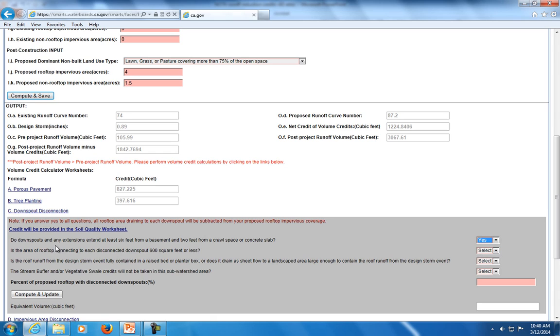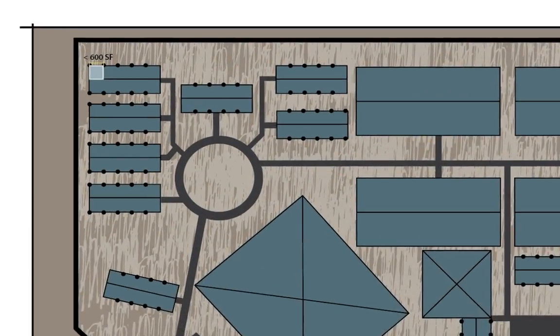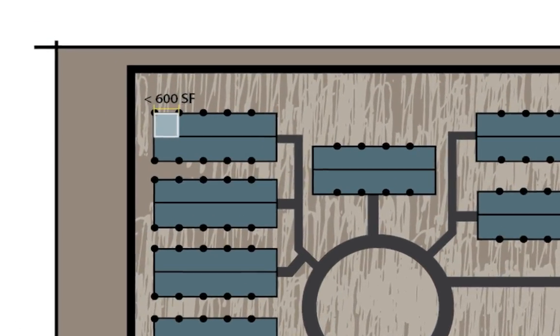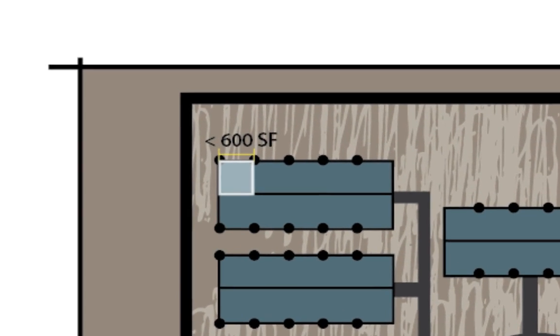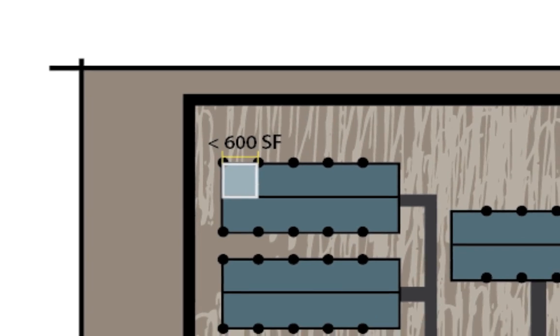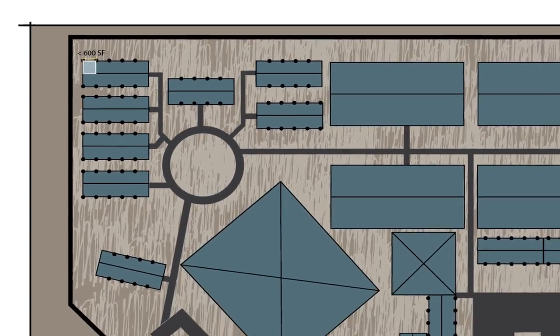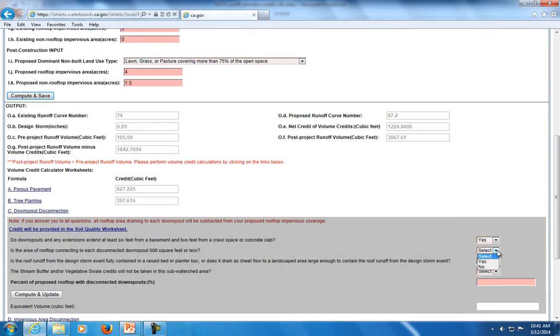And then it's asking if the area of the rooftop connecting to each disconnected downspout is 600 square feet or less. The idea with this is, if it's more than, say, 600, maybe it's not going to be distributed flow, it's going to be more channelized, and it could end up going directly into our storm drain outlet at the end of the project. The idea is that there's a certain amount of square footage of impervious area that's going to generate runoff that can be handled in a distributed sheet flow fashion. Again, that came from a lot of the Maryland work, Center for Watershed Protection work. I'm going to say yes for that.